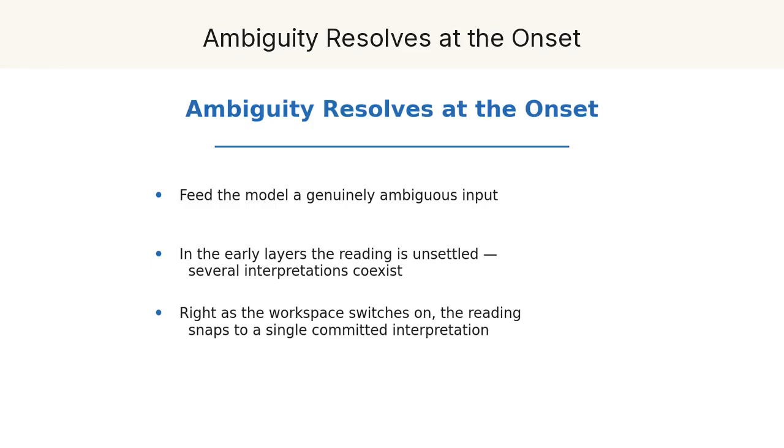One especially neat experiment pins down what that onset means for the model's understanding. Feed it a genuinely ambiguous input, something that could be read more than one way. In the early layers, before the workspace kicks in, the lens shows the reading is unsettled, with multiple interpretations coexisting, none of them committed. Then, right at the moment the workspace switches on, the readout snaps. It collapses onto a single, committed interpretation, and that interpretation is the one that drives the rest of the model's behavior. So the workspace onset isn't just a statistical artifact, it's the point where the model actually makes up its mind about what it's looking at.